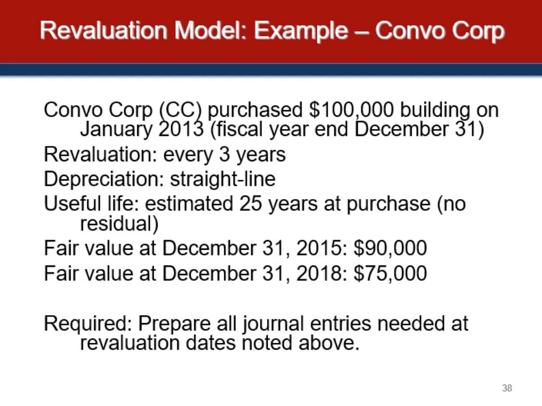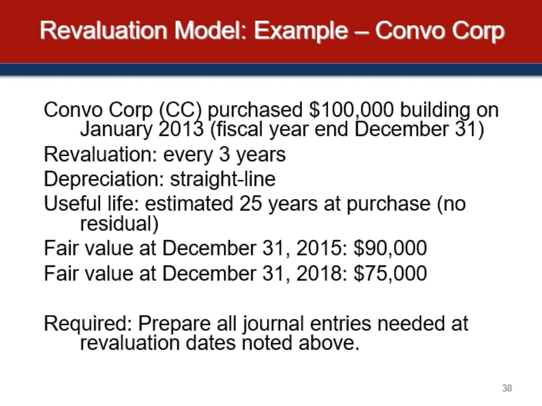So here's an example. Convo Corp purchased a $100,000 building on January the 1st, and their year-end date is the 31st, so we get a full year. It gets revalued every 3 years, depreciated on the straight line method. So the useful life is 25 years, and there's no residual value, so 100 divided by 25 is approximately $4,000 per year, the initial estimate of depreciation.